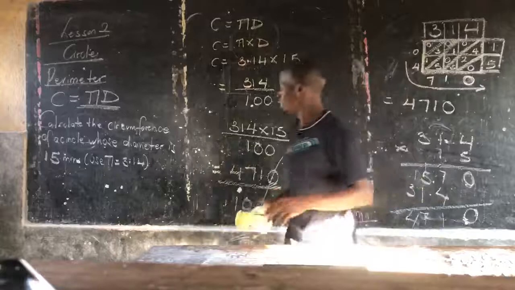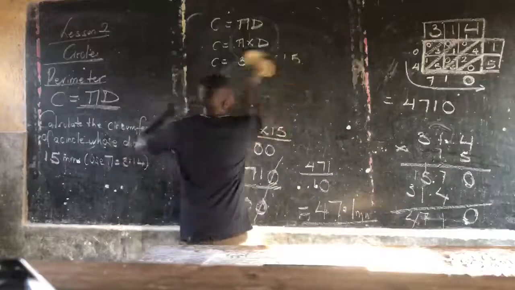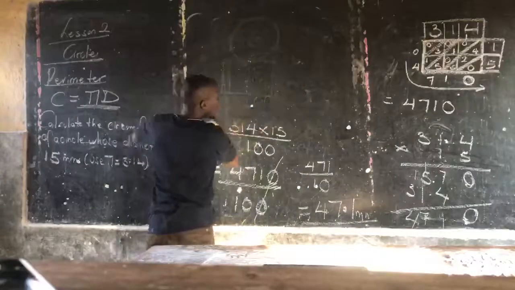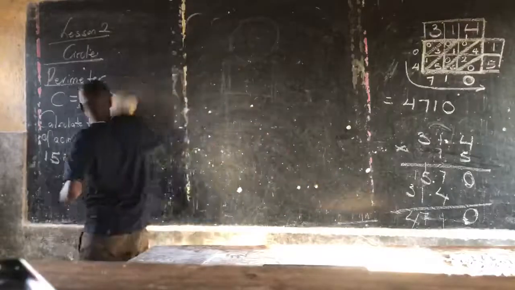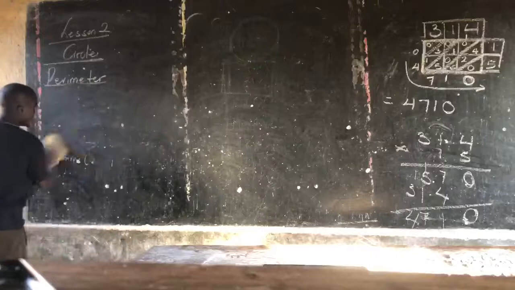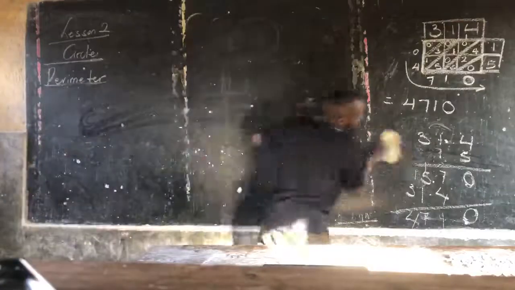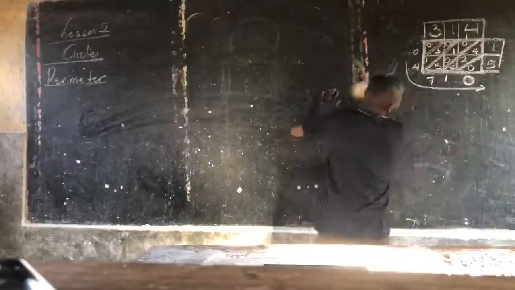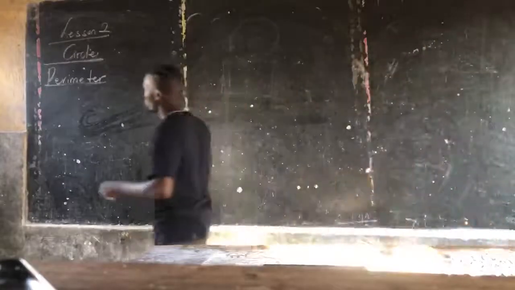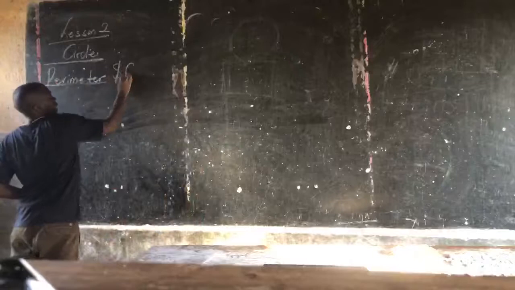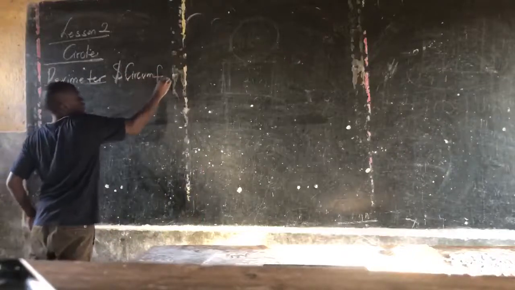Pi times diameter. So what has brought me today is to talk about sectors. Let us look at how we get the perimeter of a sector, the perimeter and the circumference of a sector.